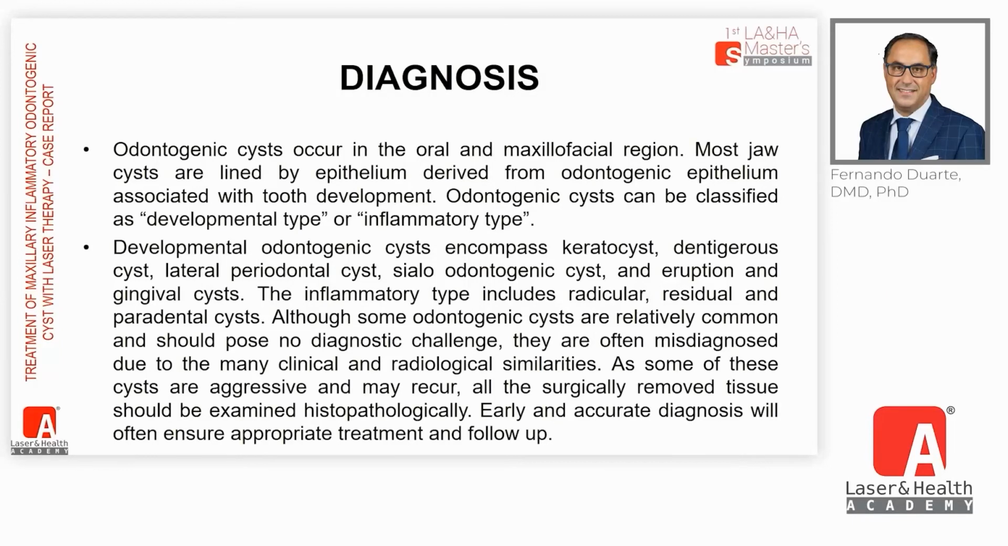In terms of diagnosis, odontogenic cysts occur in the oral and maxillofacial region. Most jaw cysts are lined by epithelium derived from odontogenic epithelium associated with tooth development. The odontogenic cyst can be classified as developmental type or inflammatory type. The developmental odontogenic cysts encompass keratocystic, dentigerous cyst, lateral periodontal cyst, calcifying odontogenic cyst, and eruption and gingival cysts. The inflammatory types include radicular, residual, and paradental cysts.